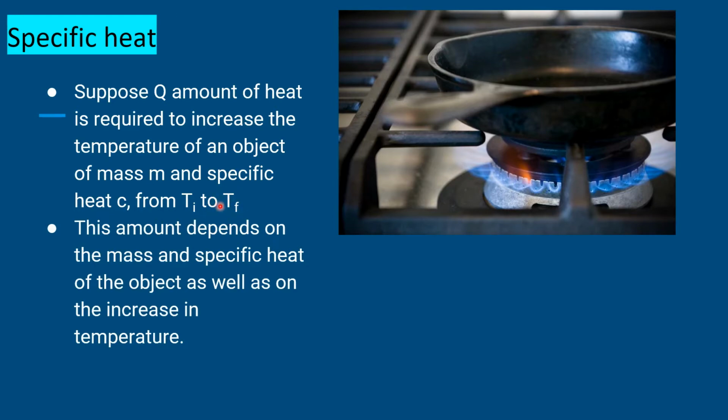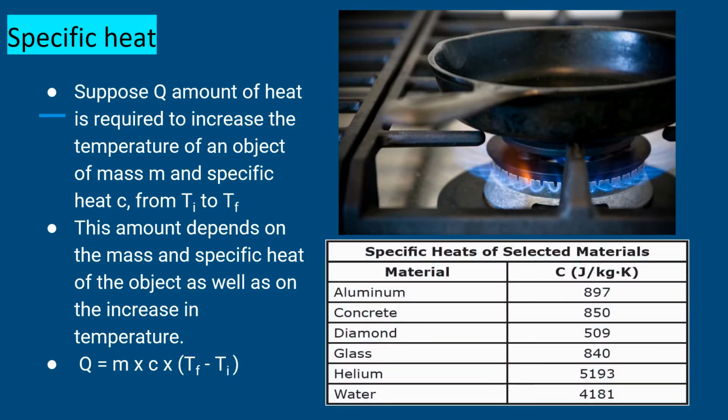So the amount of heat is given as Q is equal to M into C into Tf minus Ti. M is the mass, C is the specific heat, and Tf minus Ti is the amount of temperature change. So here are some substances that we use in daily life, and we can see what is their specific heat given in the column below besides them.